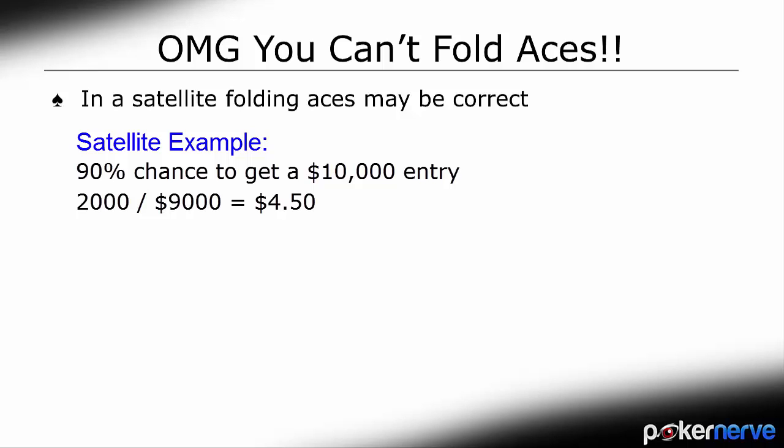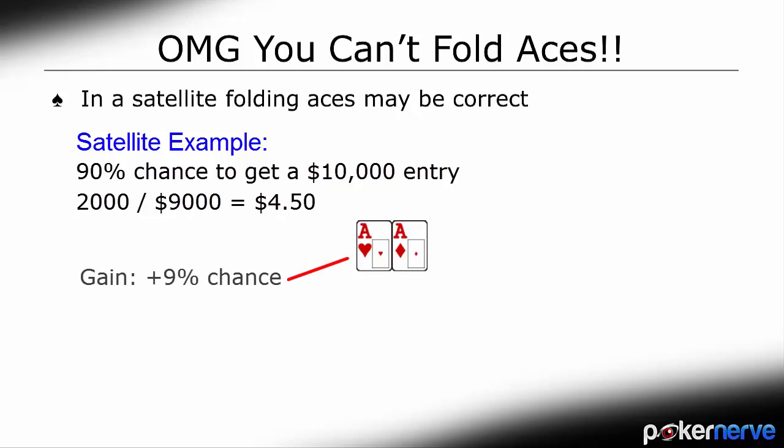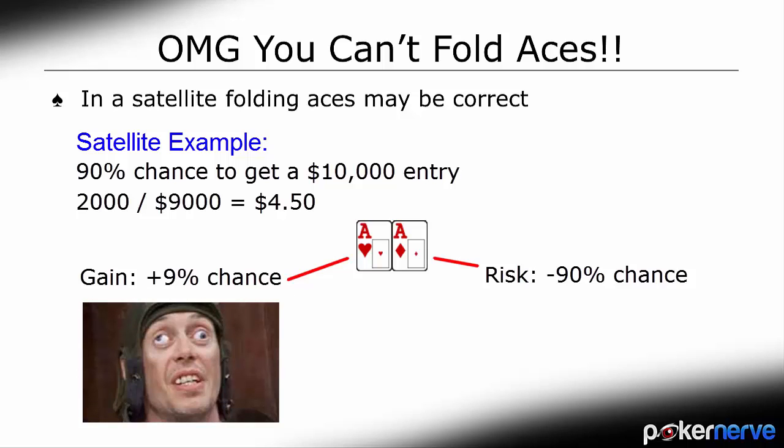And if you had the chance to clash against another big stack that would eliminate you from the tournament, and you had pocket aces, well, sure, doubling up might, let's say, make you a 99% chance to get an entry, but can you see what I'm getting at here? You've only gained 9% from doubling up, but you've risked 90% in the process. So the aces become the easiest fold in the world, and, well, calling would be complete madness.